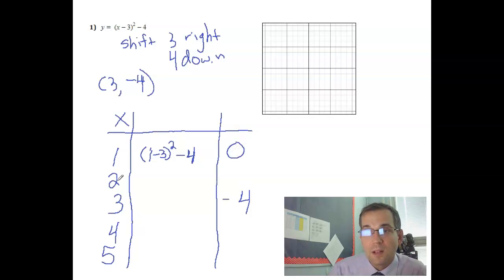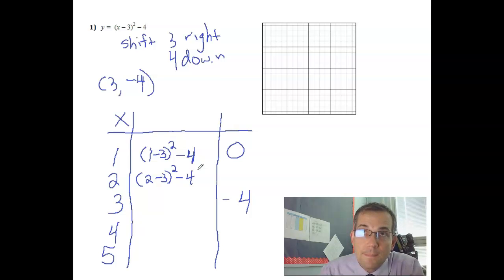Cool. Then I'll take the x value of 2, and I'll plug it in, so that's parentheses 2 minus 3, quantity squared, minus 4. So parentheses first, 2 minus 3 makes -1. -1 squared is +1. 1 minus 4 is -3. I'm going to pause the video while I do the next two. You should also pause the video and do them as well. Pausing now.